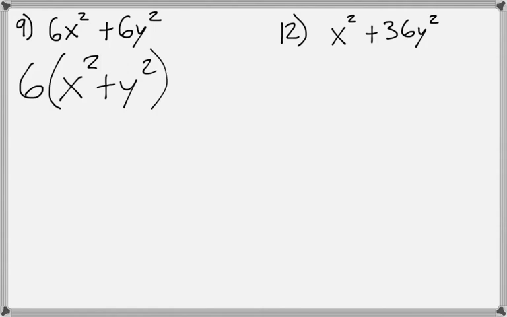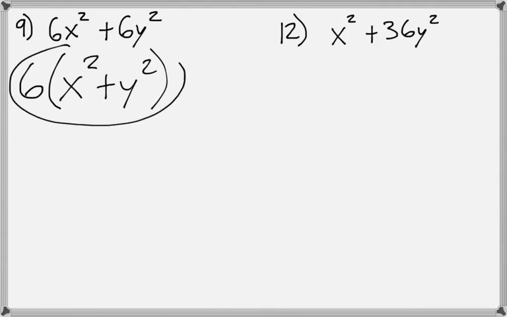Now, we have to be really careful here because these are both squares. However, it's a plus in between them. And there is no factoring form for a plus, only subtraction, only a difference of squares. There is no sum of squares. So this is actually all we can do on this problem.